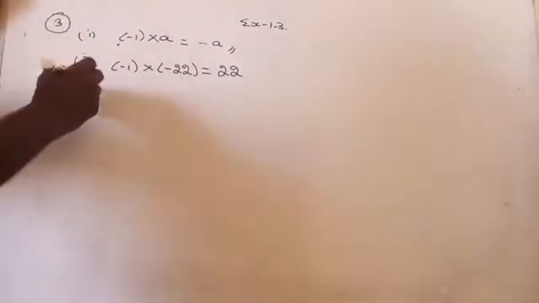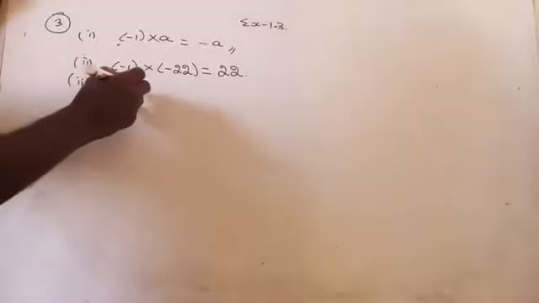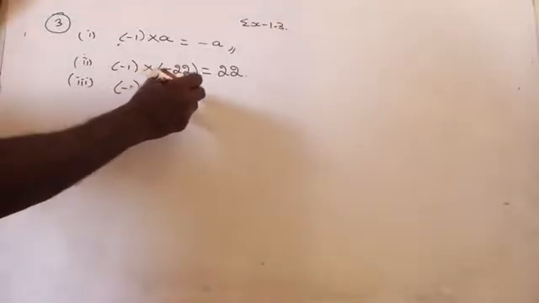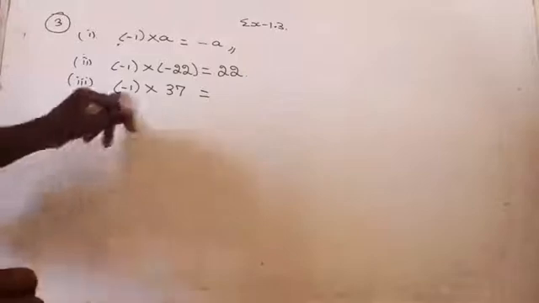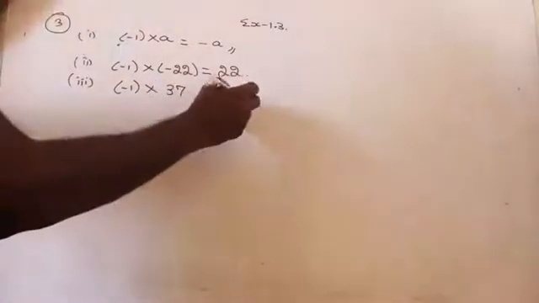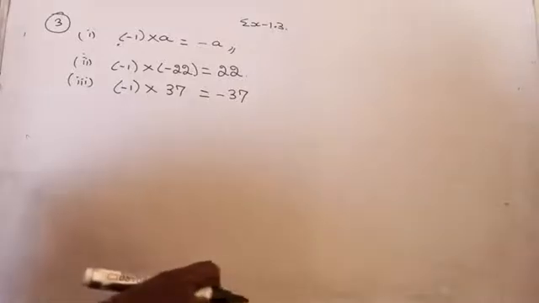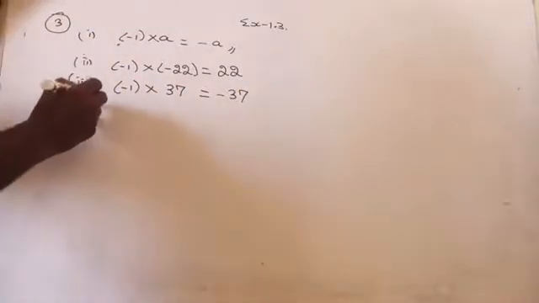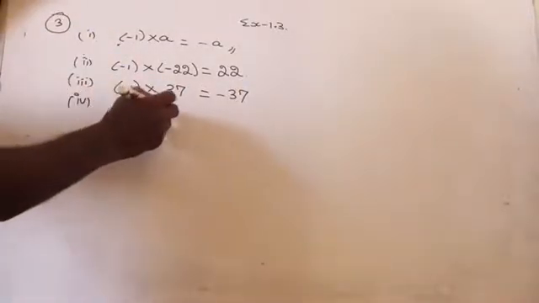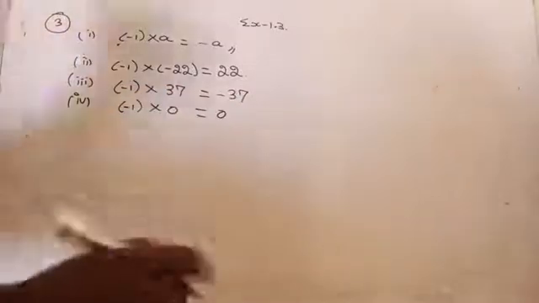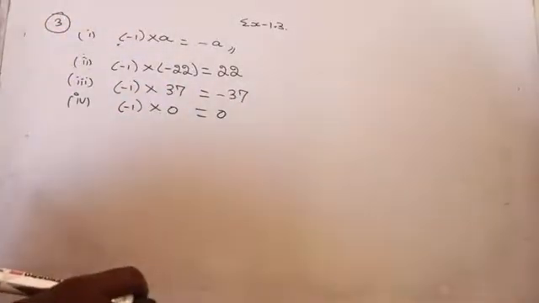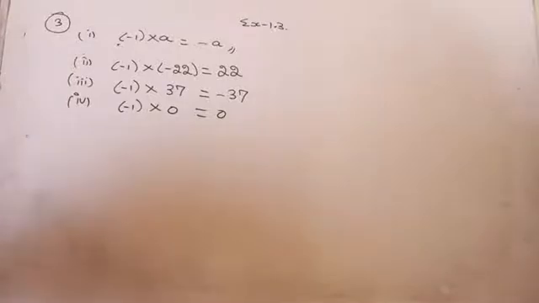Yes. Then third one, minus 1 into 37. Minus into plus is minus, 1 into 37 is 37, so minus 37. Am I right? Yes. Then fourth one, minus 1 into 0. So 0 into anything is what? 0. 0 into anything or anything into 0 is always 0. Are you getting there? Yes.